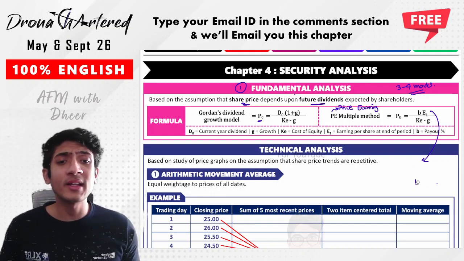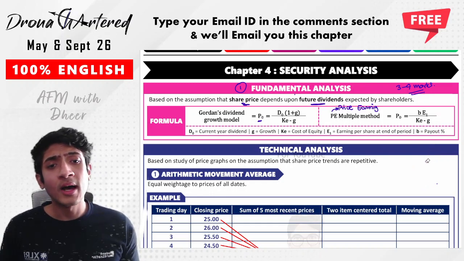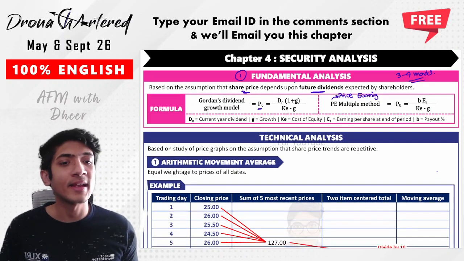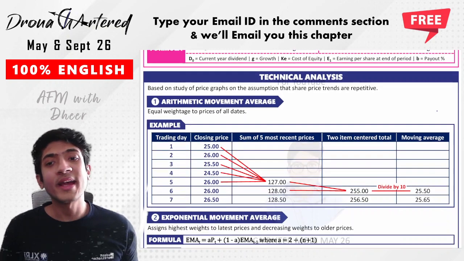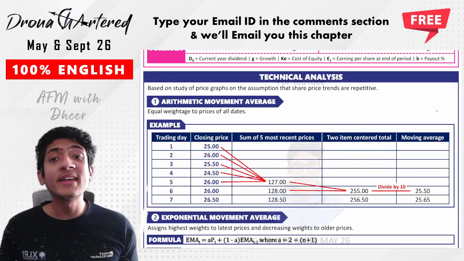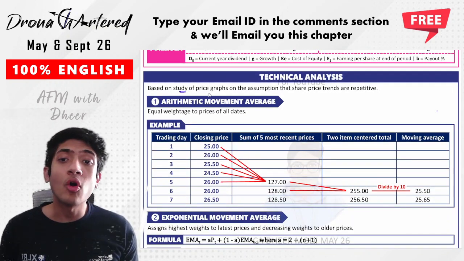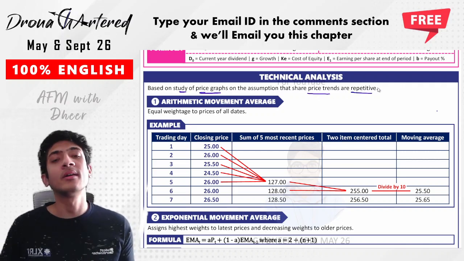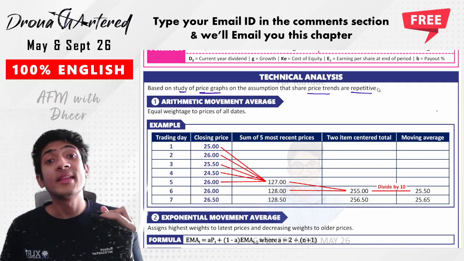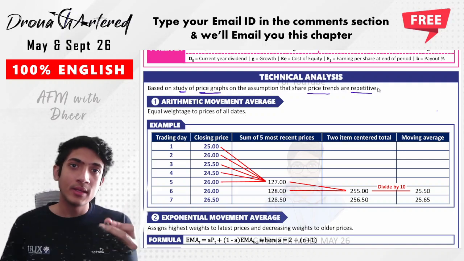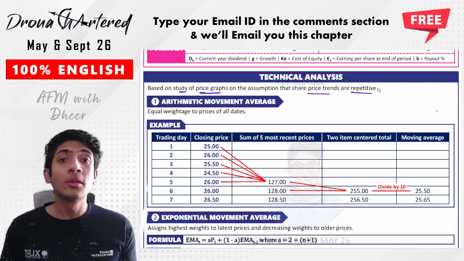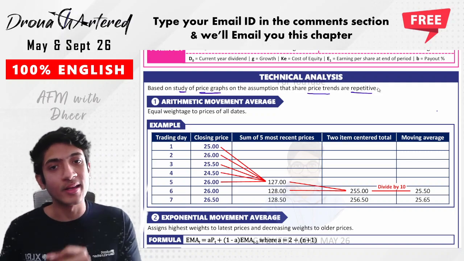Perfect. So this was your fundamental analysis. Formulas are very straightforward and so are the questions. So we'll move forward with the technical analysis. So the technical analysis is based on study of price graphs on the assumption that share price trends are repetitive. What are they saying? That whatever trend you've noticed historically, those trends will also be noticed in the future. So you follow trends rather than the earnings.